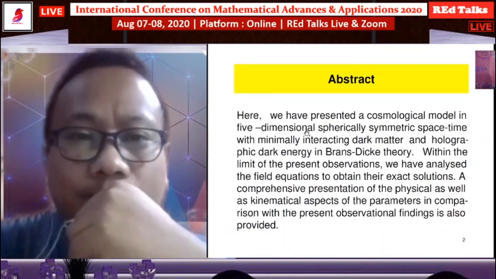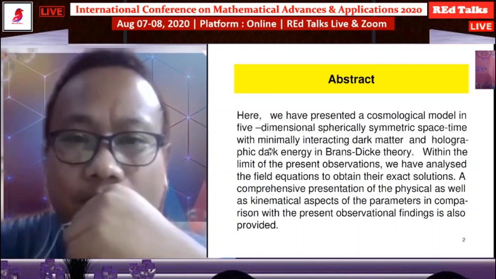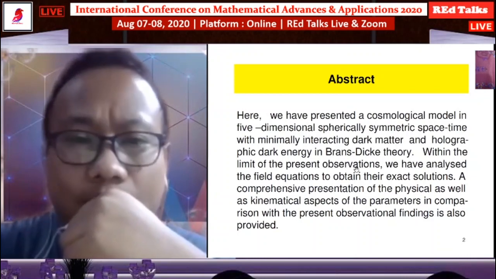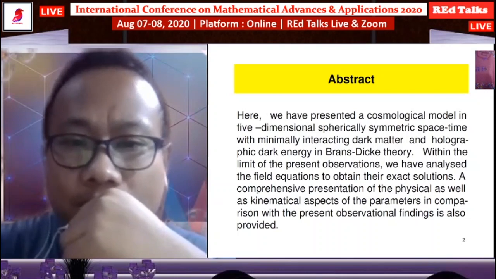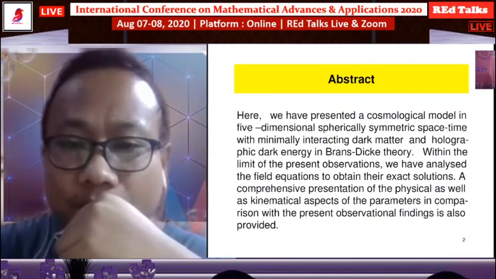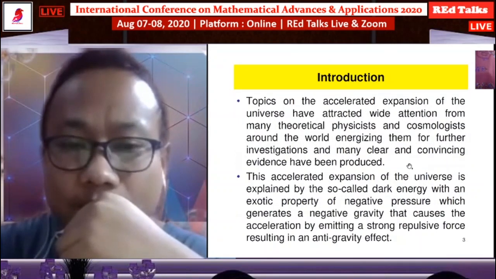In the abstract, we have presented a cosmological model in 5-dimensional spherically symmetric spacetime with minimally interacting dark energy, dark matter, and holographic dark energy in Brans-Dicke theory. Within the limit of present observations, we have analyzed the field equations to obtain the exact solutions. A comprehensive presentation of the physical as well as kinematical aspects of the parameters in comparison with the present observational findings is also provided.